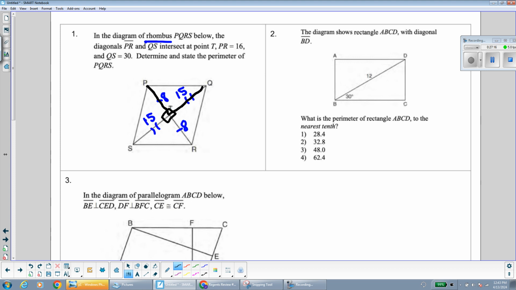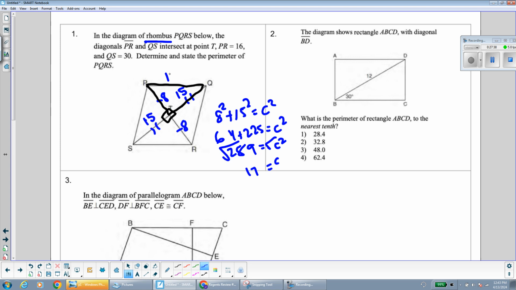So what we can do is we can do Pythagorean theorem with any of the right triangles to find one of the sides. 8 squared plus 15 squared equals c squared. 64 plus 225 equals c squared. 289 is equal to c squared. So c is equal to 17. And since we're looking for the perimeter, all four sides of a rhombus are equal measures. So we're just going to do 17 times 4, and that's going to give us the perimeter. And that is 68.